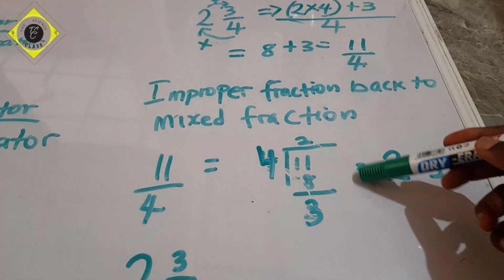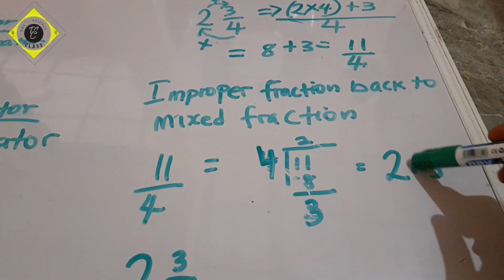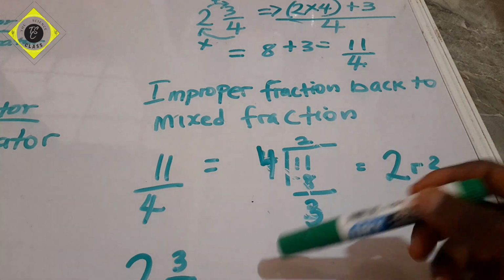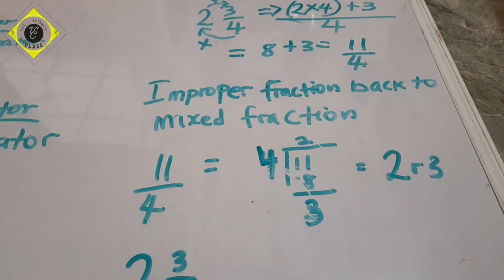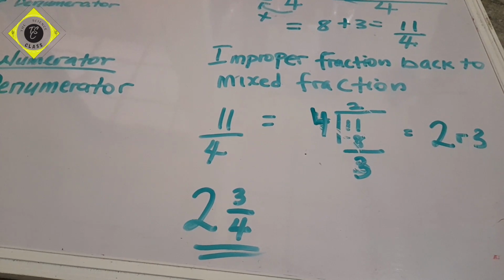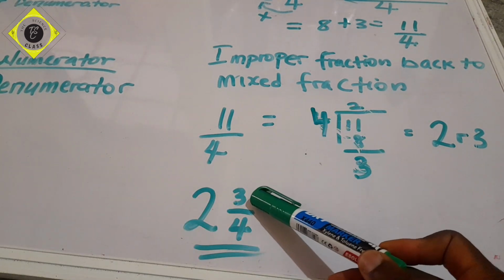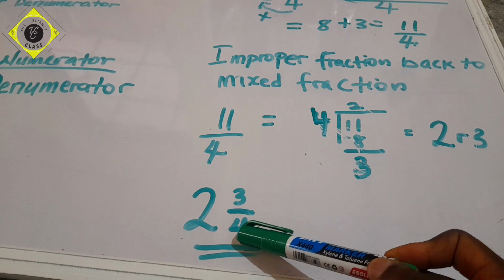So now, what are we going to write? We're going to write this 2 whole number, then remainder 3 all over 4. And this is going to give us the answer. 2 whole number, that means 4 is going to go in 11 2 times, remainder 3 all over 4.